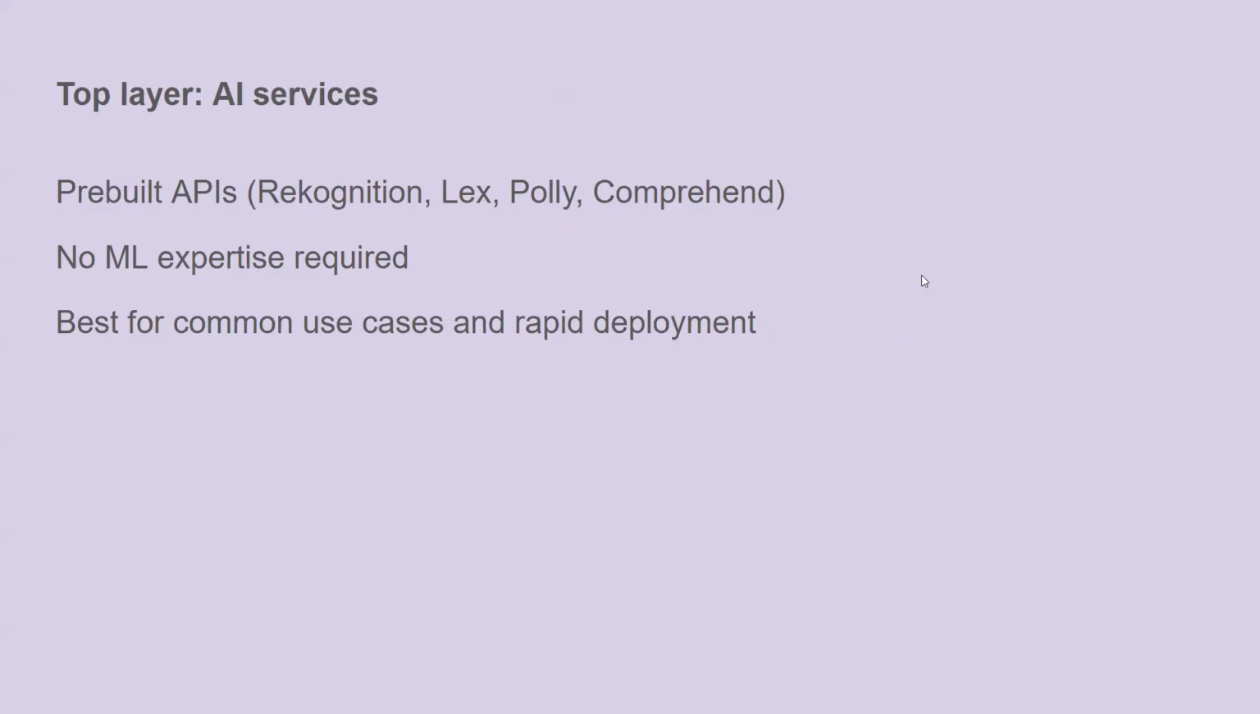Now at the top layer, we have our AI services. So again, these are also AWS products, and there are pre-built APIs for Rekognition, Lex, Polly, Comprehend. You do not need any machine learning expertise at all for this. And this is best for common use cases and rapid deployment. So those are your bottom, middle, and top layers.